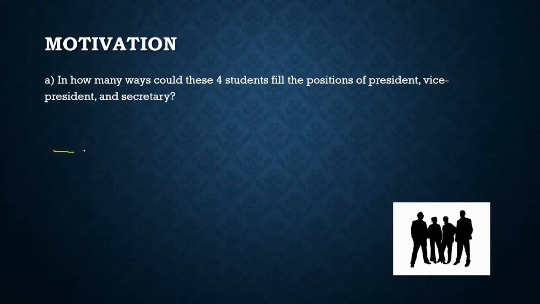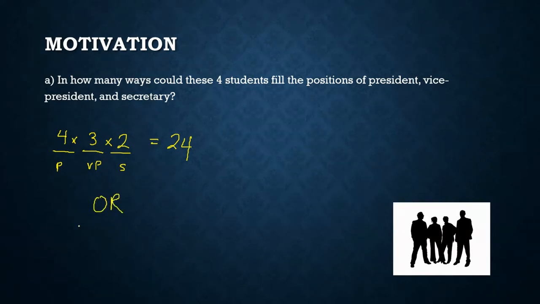So we know two ways to set this up currently. We could set up a fundamental counting principle calculation, president, vice president, secretary. 4 times 3 times 2. That gives you 24 different ways they could fill the positions. But we also know that we could just use permutations because of our four friends, we are arranging 3 of them in a specific position. That also gives you 24. Same thing.